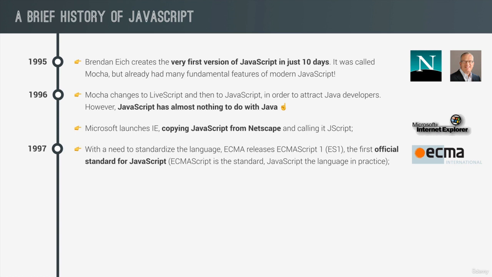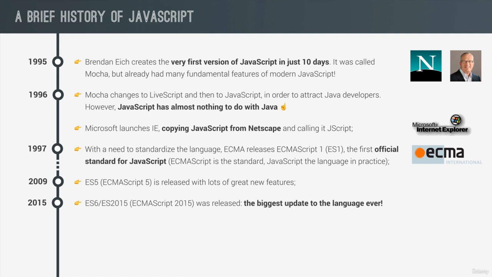Now, fast forward to 2009. After a lot of complications and disagreements about where the language should be headed, ES5 was released with a lot of great new features. And then finally, another 6 years later, the much-awaited new version ES6 was launched in June 2015. This was the single biggest update to the language ever. It contained a ton of new exciting features, which we will explore throughout this entire course. This was and still is a really big deal for JavaScript and for the whole web developer community.